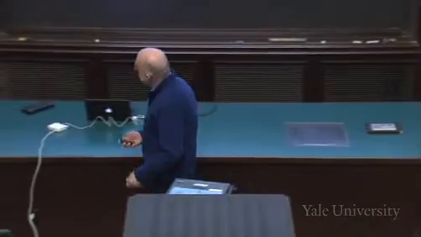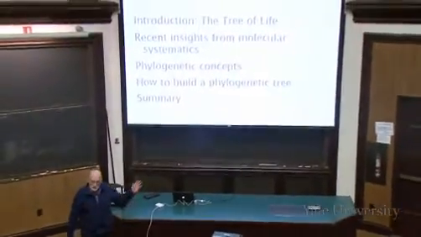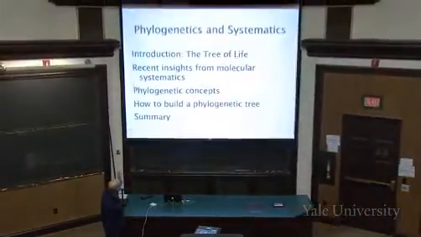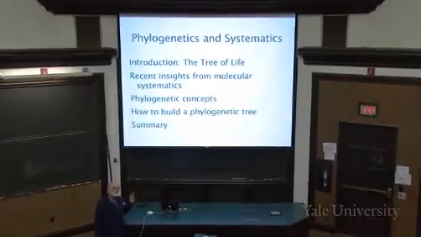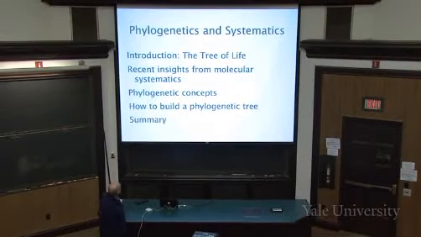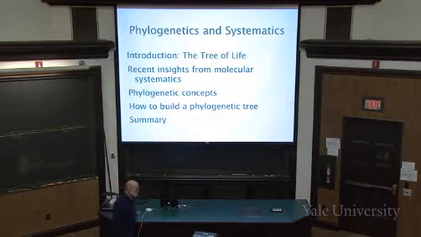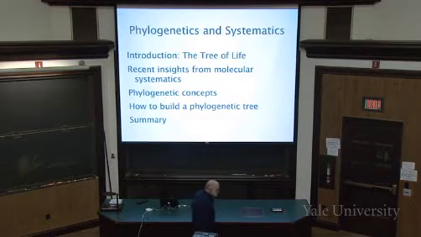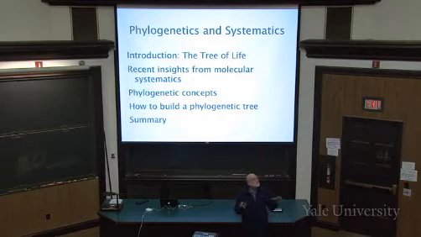Very good. So today we're going to talk about phylogenetics and systematics, and the lecture has this kind of structure. I'll remind you of what the tree of life looks like. Then I will motivate the lecture by giving you some surprising recent results from molecular systematics. And then I will go into what phylogenetic concepts are and how to build a phylogenetic tree. I won't do this in great detail, but I hope I do enough of it so that you at least have a good feel for the issues that are involved when you do this.